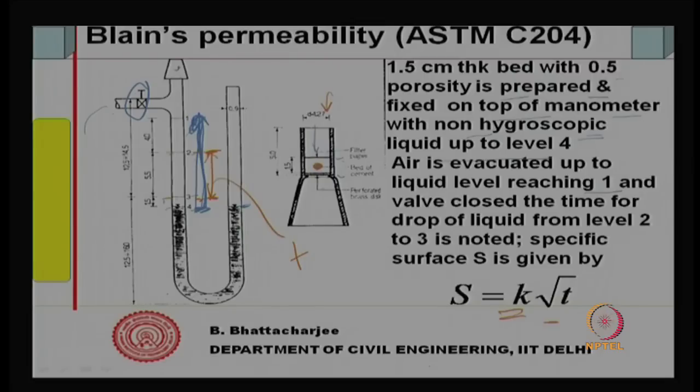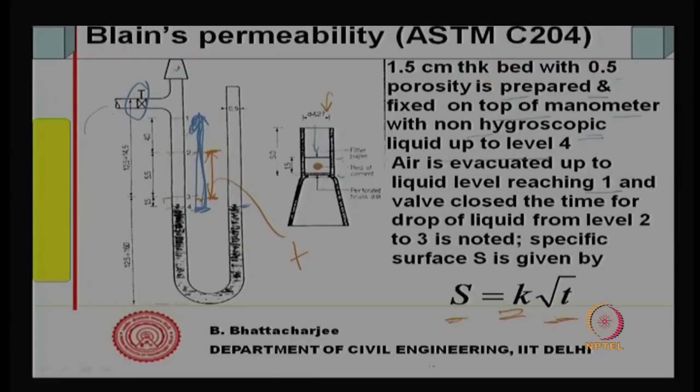If it is more permeable, it will depend upon the surface area. Larger the surface area, time required will be more. If it is more permeable, time required will be less. If it is less permeable, time required will be more. Now, when will it be less permeable? When the surface area it encounters is large.